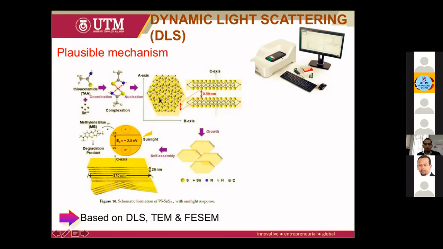When we talk about the DLS, there are certain things that you need to consider, the advantages and disadvantages of this characterization. Although it is very fast, it does not produce a high resolution histogram of the size. Although you can measure a very small quantity of the sample, the shape information is not easily obtained. That's why you need characterization using TEM and SEM.